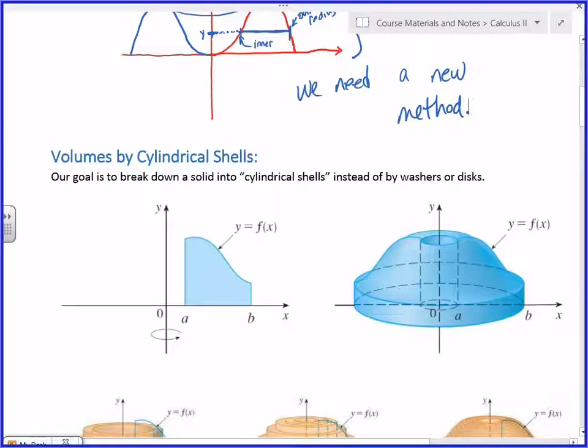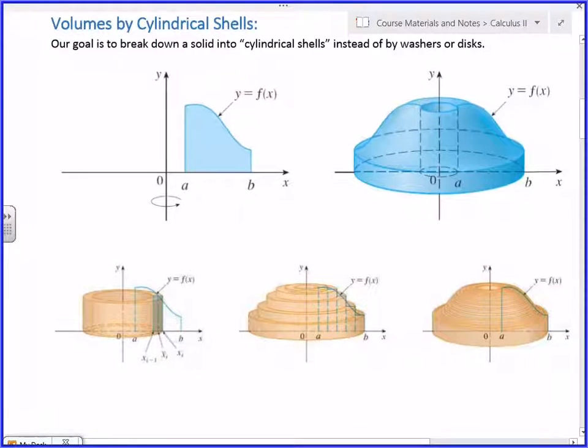Instead of using cross-sectional disks, we're now going to do cylindrical shells. And I went ahead and threw some pictures in here to give you an idea of what we're building up to. So let's think of this particular curve that I have right here on the left, in the blue on your screen. I know your handouts are black and white, but this blue area right here, I'm going to revolve around the y-axis. And in revolving around the y-axis, it's going to create a shape that looks like that area on the right. Taking y equals f of x, I'm going to revolve it around the y-axis.